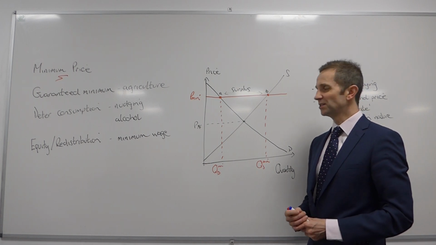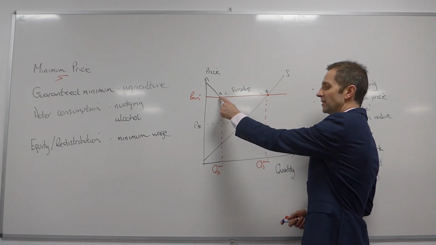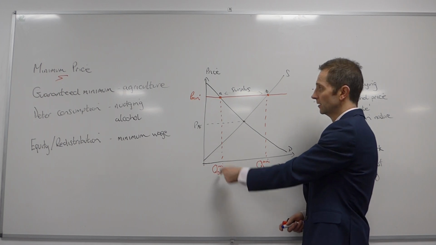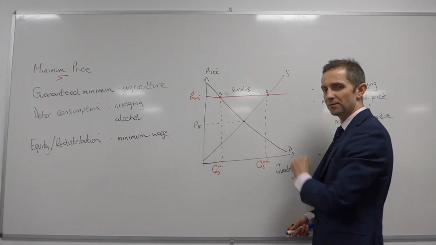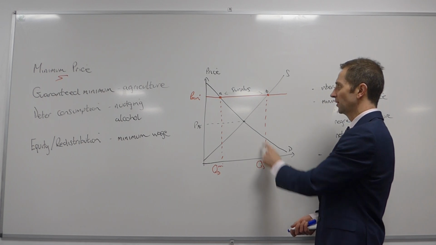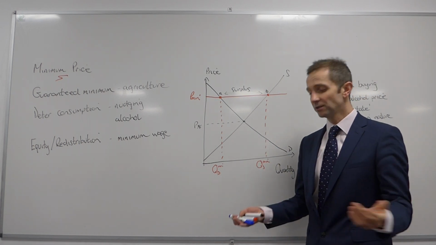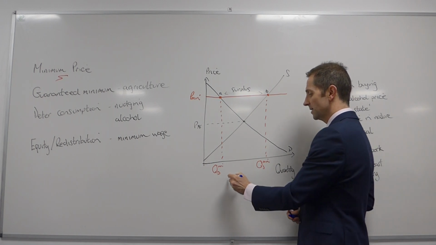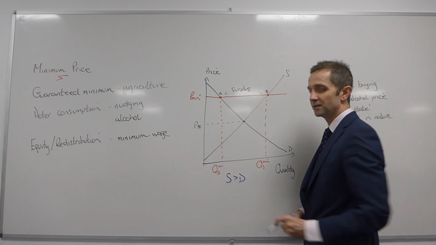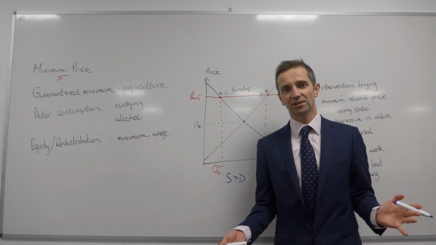So when the minimum price is introduced, we now have a demand here, where the minimum price hits the demand curve, and we have a supply here at B, where the minimum price hits the supply curve. You can clearly see, ladies and gentlemen, that in this instance, supply is greater than demand. And of course that stands to reason.